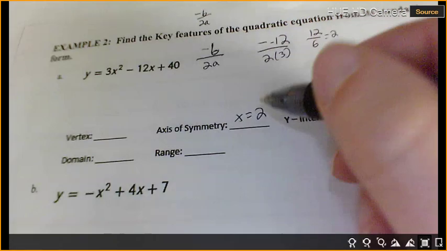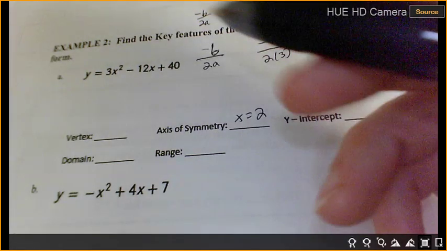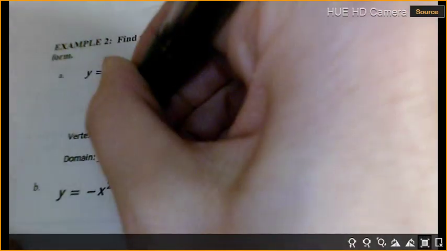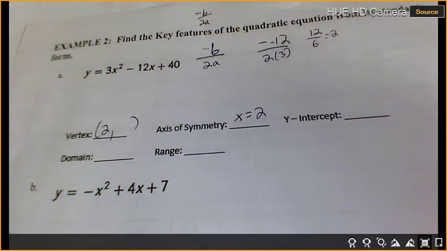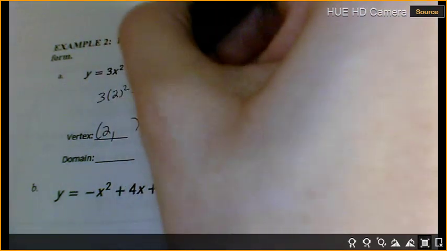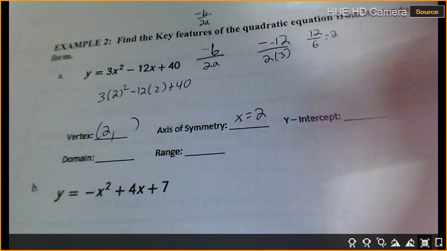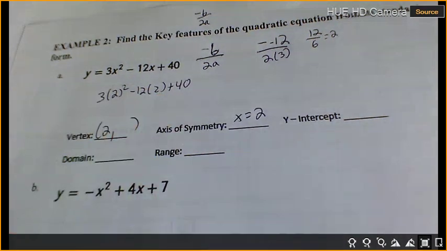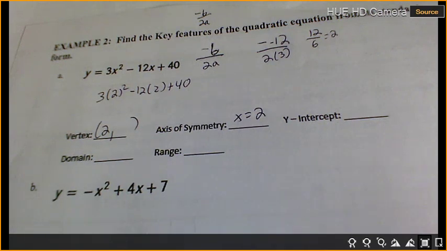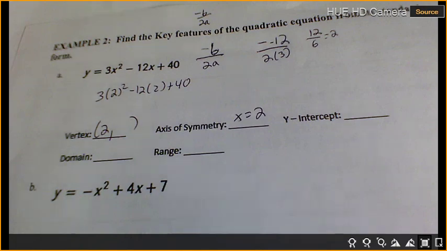Okay. Once I have my axis of symmetry, how do I find my vertex? I know my vertex is 2, something. How am I going to find what the y value is? You plug in all the x's. 3 times 2 squared minus 12 times 2 plus 40. We don't put an extra squared on it. What do I get? Okay. Set me up.